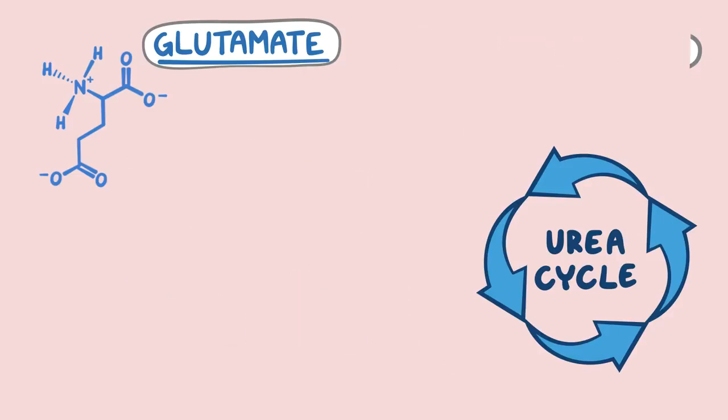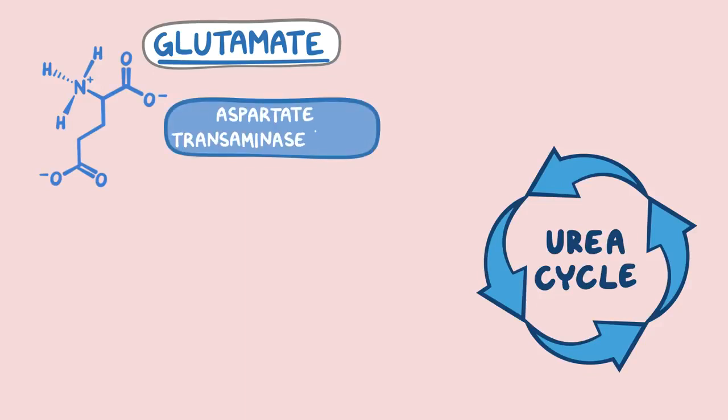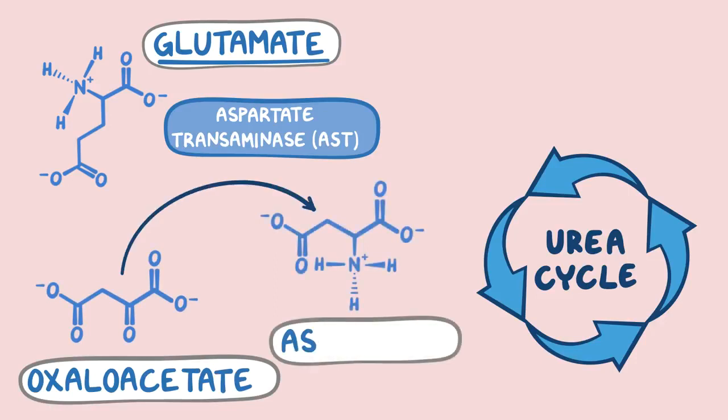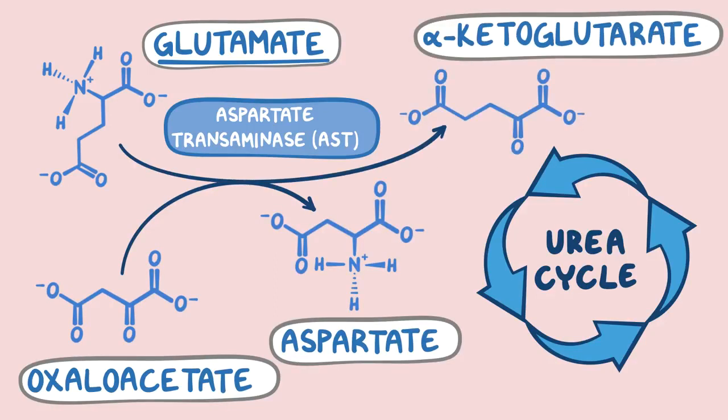The second outcome is for glutamate to encounter the enzyme aspartate transaminase, or AST, and combine with oxaloacetate to form aspartate and alpha-ketoglutarate. As before, the amino acid aspartate is carrying the ammonia group, and aspartate will directly enter the urea cycle. In fact, it's the only amino acid to actually do that.